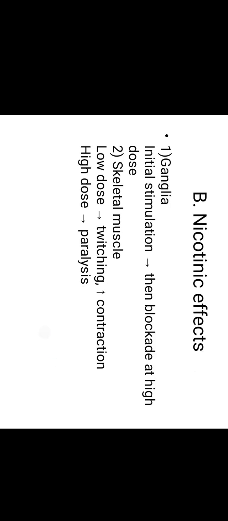And the pharmacological actions, all effects are due to increased acetylcholine. So we'll start with the muscarinic effect, which causes decreased heart rate, bradycardia, and increased gland secretion, saliva, and sweat, and can cause bronchoconstriction and increased GI motility, and can cause miosis. And nicotinic effect: ganglia, initial stimulation, then blockade at high doses; skeletal muscles, low dose twitching and increased contraction, and high dose can cause paralysis.